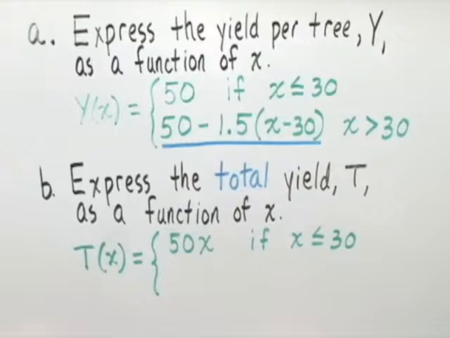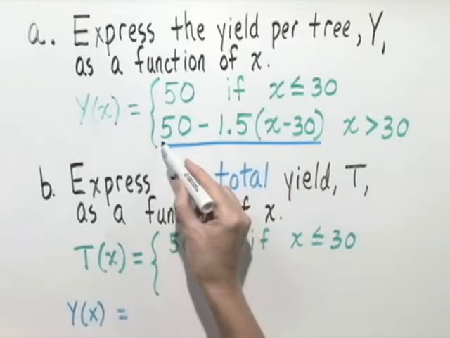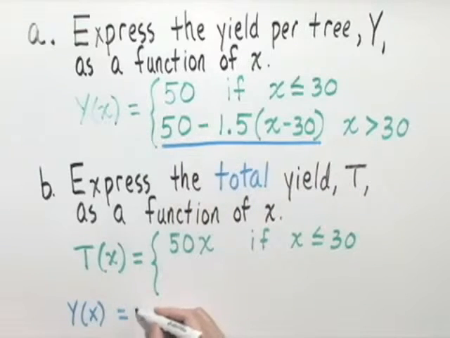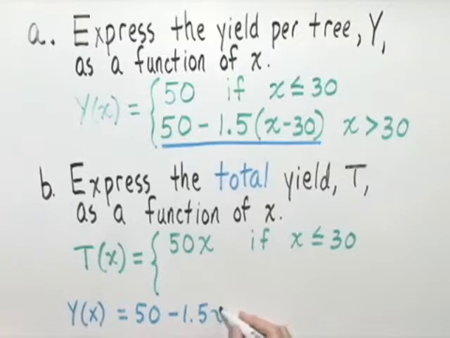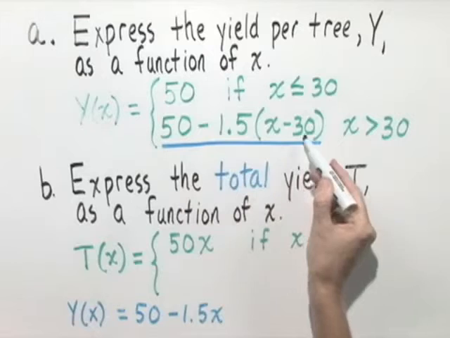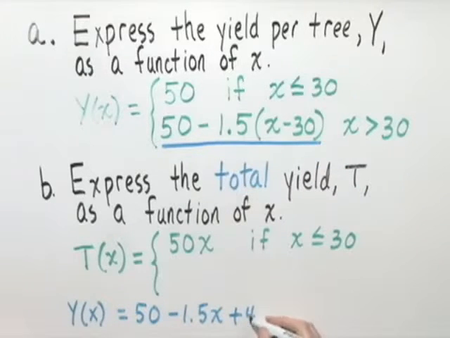Now, we need to multiply the second part of our piecewise function by x as well, but it's a good idea to simplify it first. So I'm going to simplify it down here. I'm going to write y of x is equal to, taking this line that I underlined in blue, and simplify that. It's 50 minus 1.5x when I distribute. Negative 1.5 times negative 30 is plus 45. So therefore, y of x really equals negative 1.5x, 50 plus 45 gives me plus 95. That's whenever x is greater than 30.